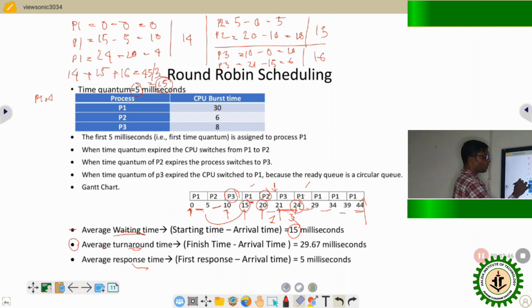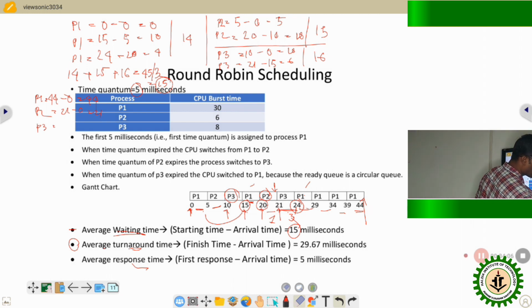The process P1 finished at 44. Arrival time is 0, so it is 44. P2 finish time 21 minus 0, 21. For process P3 finish time 24 minus 0, so 24. If we add all those things and divide by 3, we'll get that result, 29.67 milliseconds.